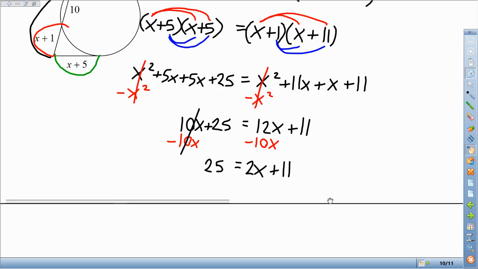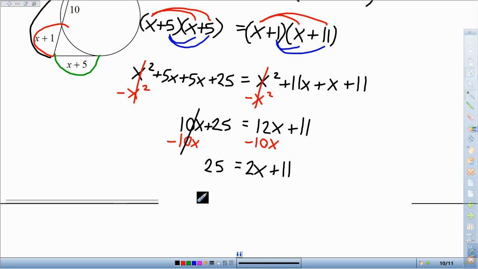From here, we just have a little two-step equation. I'm starting to just do this stuff in my calculator. I know I'm going to subtract the 11, divide by the 2. So 25 minus 11, we got 14 equals 2x. Divide by 2. I'm going to flip it around. X equals 7.